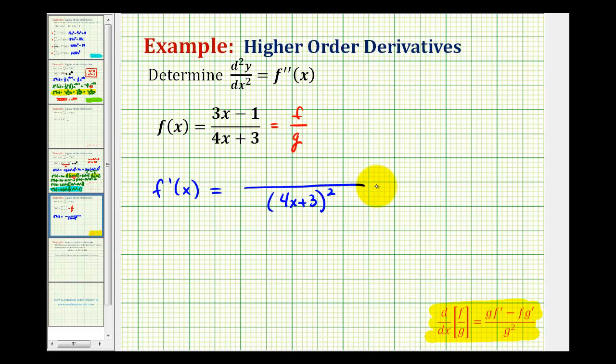And then we'll have g, or the denominator, 4x plus 3, times the derivative of f, or the derivative of the numerator, which will be 3, minus the numerator, or f, which is 3x minus 1, times the derivative of the denominator, or the derivative of g, which will be 4.